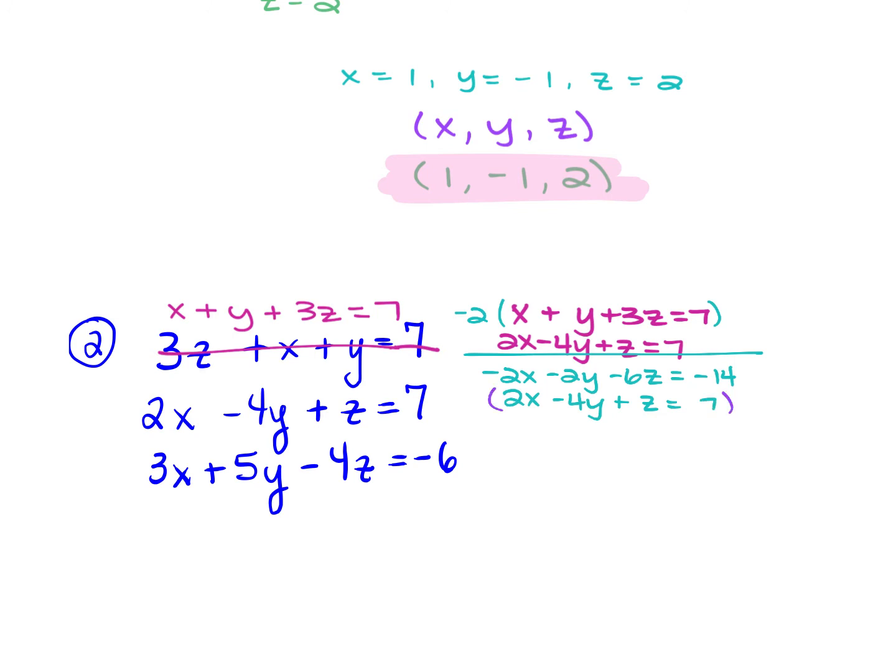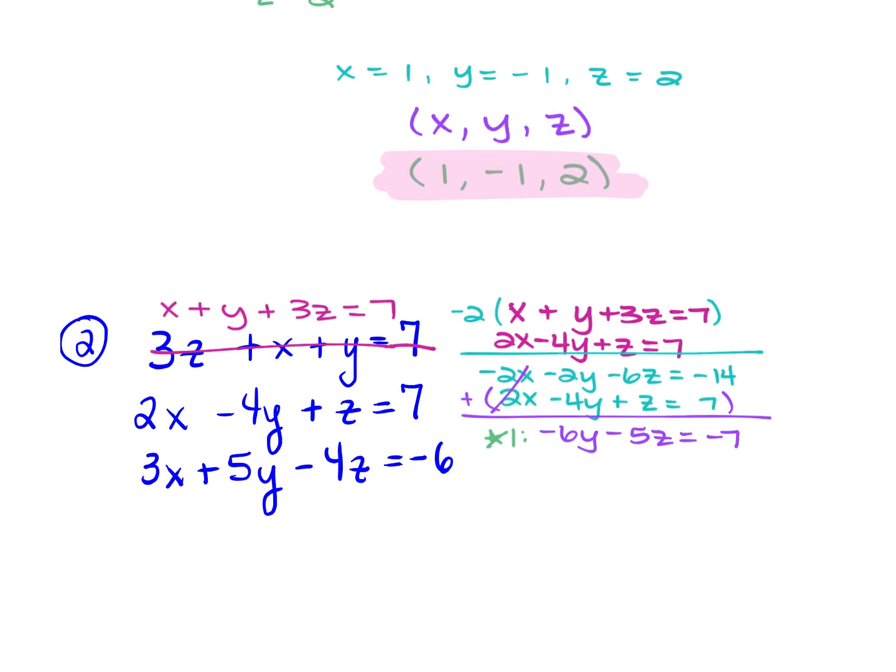Now that our x's are opposites, we can just add like terms. Your x's cancel. This leaves you with negative 6y minus 5z is equal to negative 7. This is your new number 1. Next, find your new number 2.